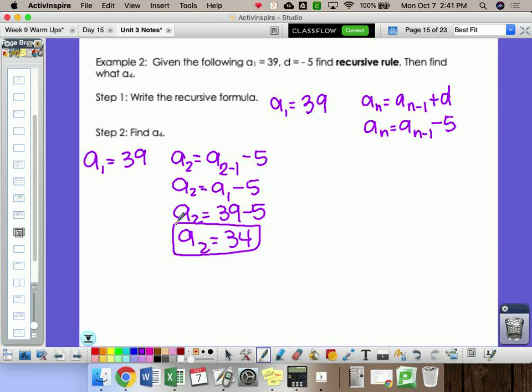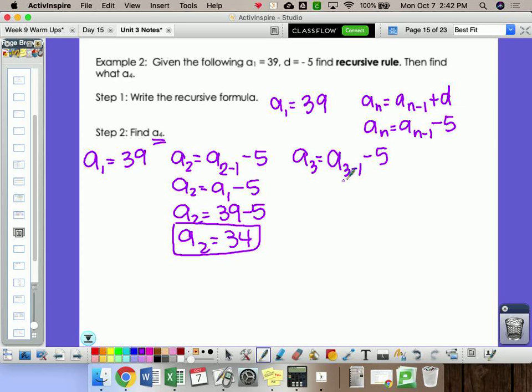Now I need to keep going because I have to get to A sub 4. So I'm going to do this again with my next term. I'm going to find what A sub 3 would be. Anywhere there's an n, I'm going to put a 3. So 3 minus 1, minus 5.